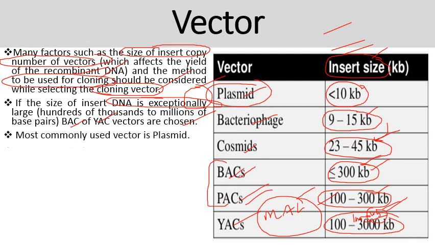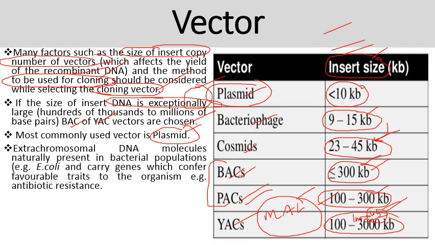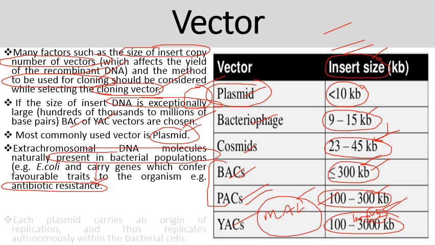Then most commonly used जो vector है in simple experiments recombinant DNA technology में, that is plasmid. And as we all know that plasmid is the extrachromosomal DNA which is present in some bacteria. So this is an extrachromosomal DNA molecule naturally present in bacterial population, like we have E. coli, and carries genes for some important traits like antibiotic resistance. तो ये बैक्टीरिया में genes कैरी करता है for some antibiotic resistance, जिससे antibiotics का इफेक्ट इन पे नहीं होता है.